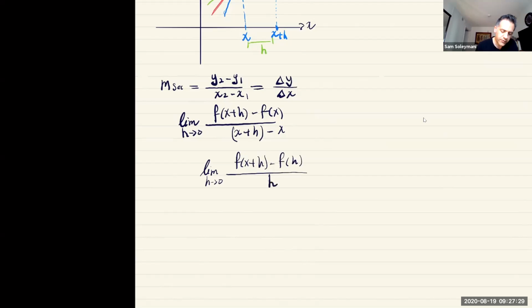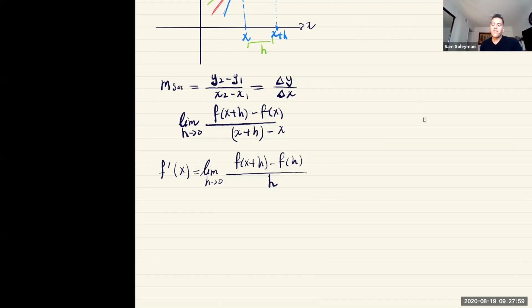Over h. And this is what we call f prime of x, or the derivative of f at x. You guys are going to be studying the three-dimensional version of this thing. You want to know what it looks like? Have you guys seen partial derivatives? Anybody? You want to know what partial derivatives look like?